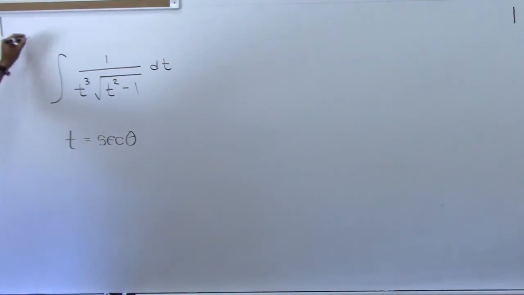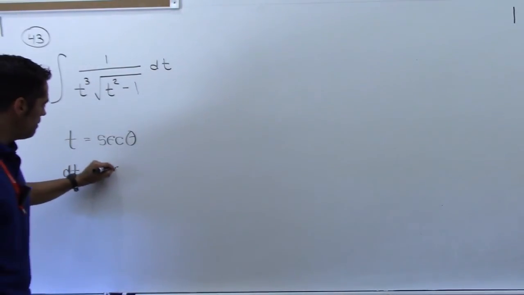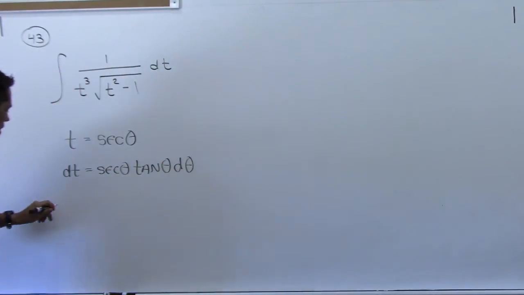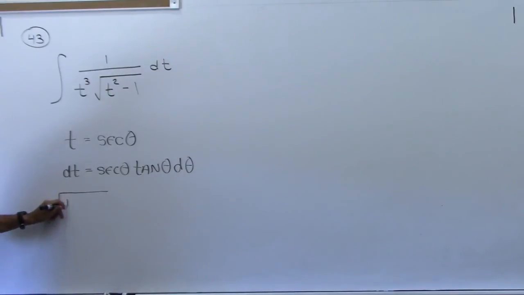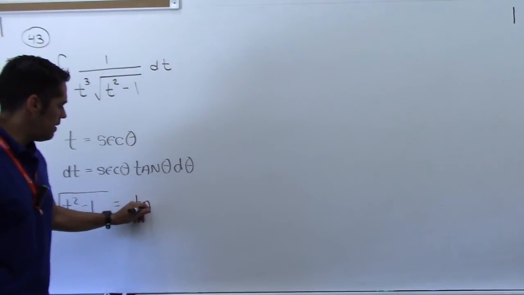This is 43, yeah. And then from here we differentiate. dt equals secant theta tangent theta d theta. And then the square root part of this, t squared minus 1 equals, since we just did this, it's going to be just tangent theta, right? If you go through it, if I replace this with secant theta, secant squared theta minus 1 is exactly tangent squared theta, and then square root. So tan theta. Is that all right, everyone?